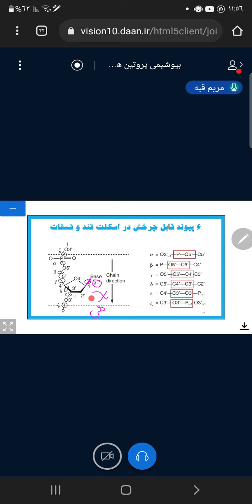Yes, good job. The bond between carbon 1 prime and the base was called beta-N glycosidic bond.